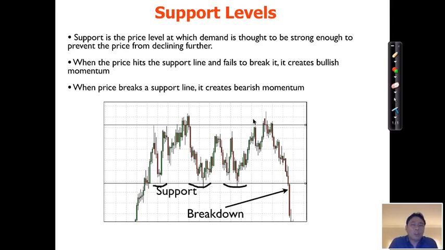I do that for more of the stock market. But for Forex, I use a different strategy. I tend to follow the trend rather than trade in a range. It's just my style, right? So again, eventually, when a price breaks a support level, what happens? That's right, it creates bearish momentum.